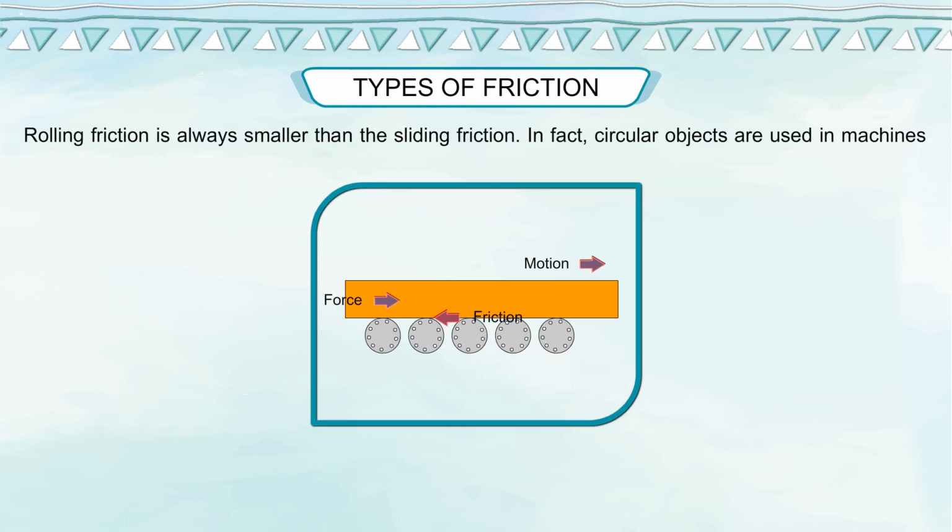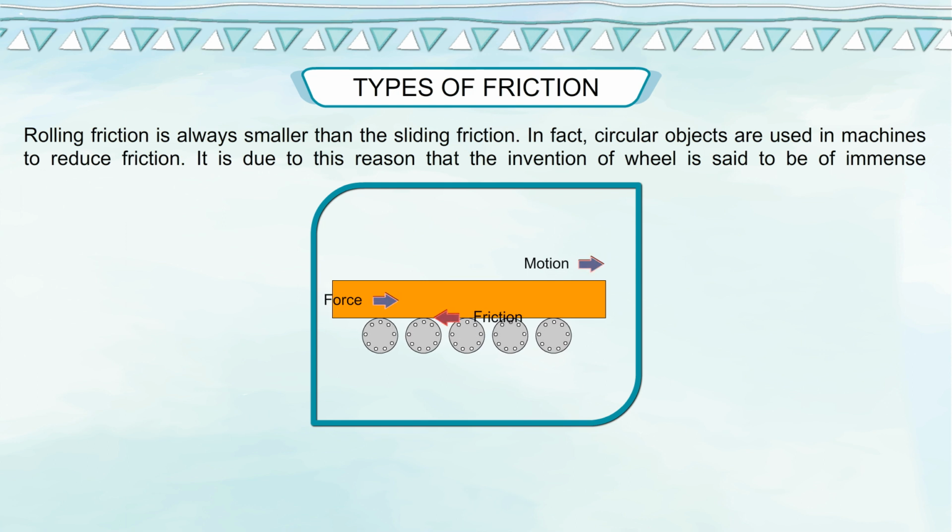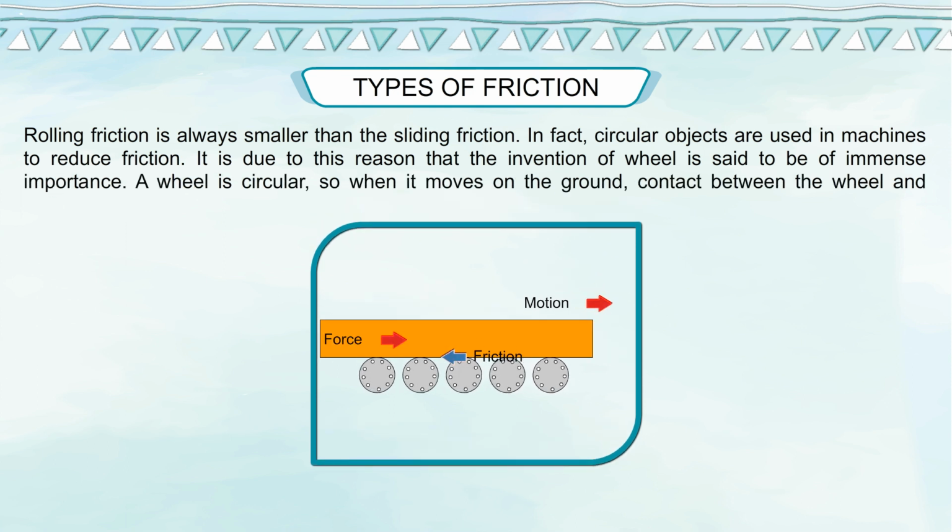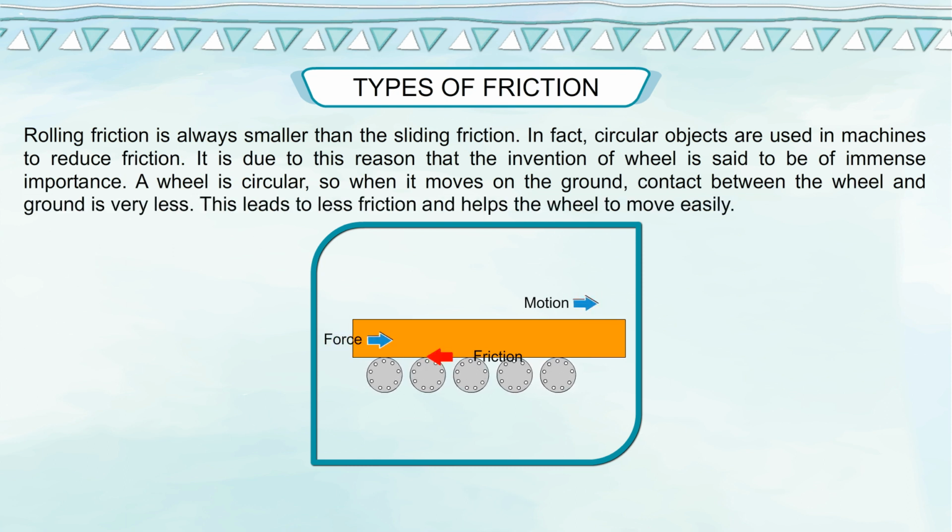Rolling friction is always smaller than the sliding friction. In fact, circular objects are used in machines to reduce friction. It is due to this reason that the invention of the wheel is said to be of immense importance. A wheel is circular, so when it moves on the ground, contact between the wheel and ground is very less. This leads to less friction and helps the wheel to move easily.